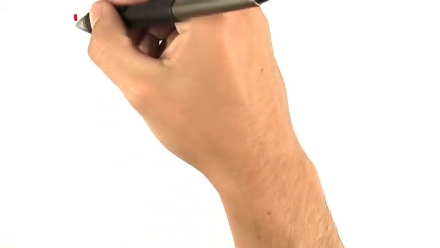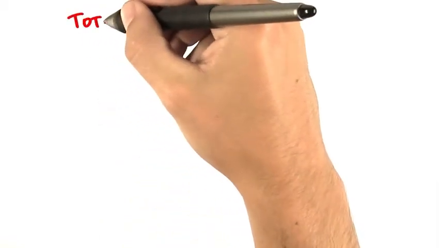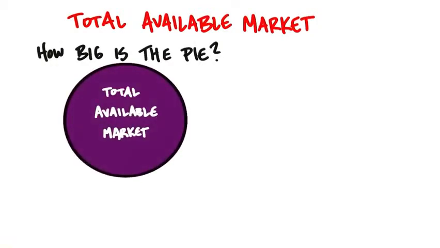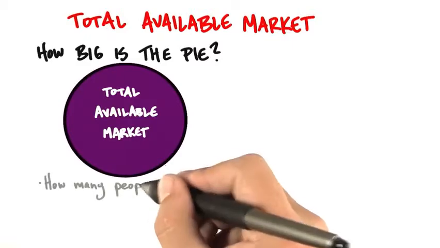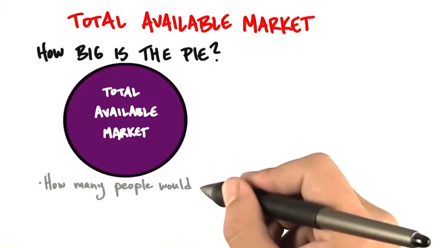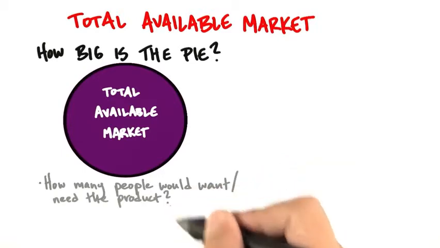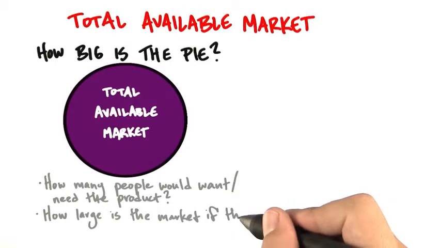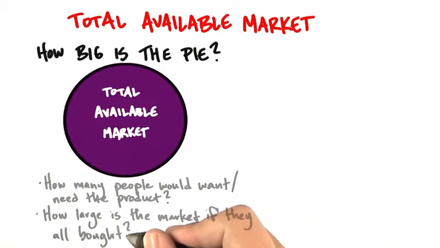The first word we want to think about is something called total available market. I like to think of total available market as a pie. It's the entire pie. Total available market says, look, how many people or companies or whatever your unit of sale is would want or need this product, and how large is the market in dollars or units if they all bought? That's just a pretty nice calculation.